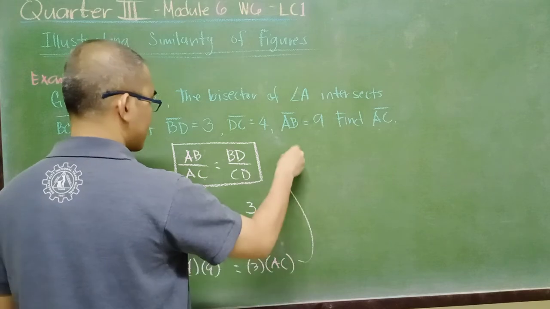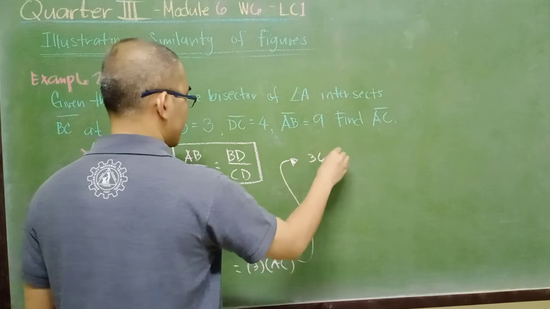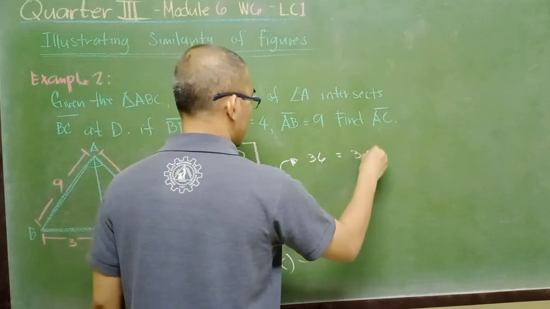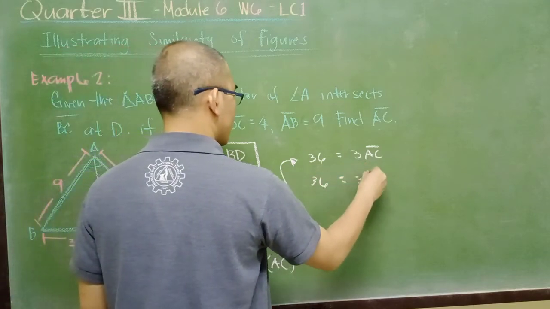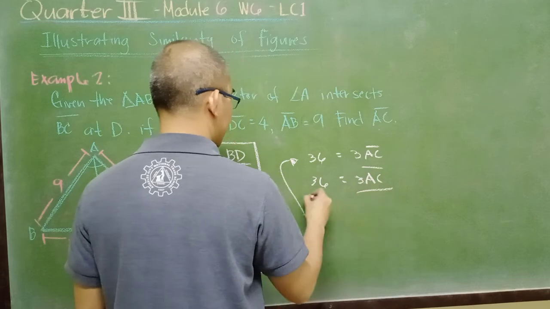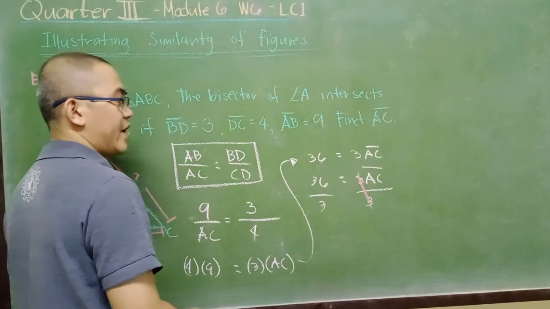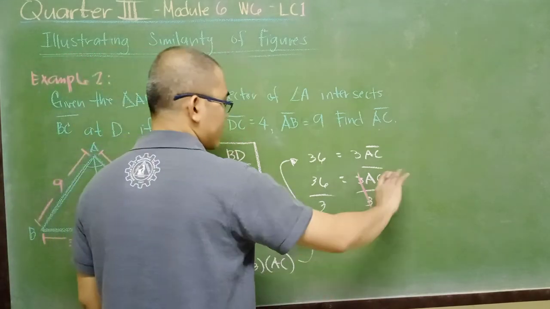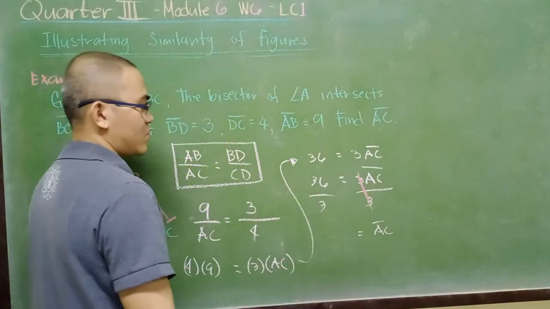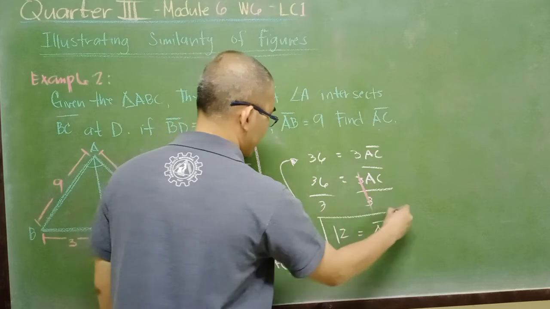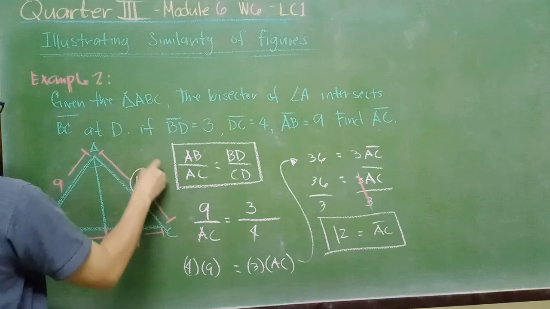Now, simplifying this, we'll get 4 times 9, that is 36, is equal to 3 times AC, that is 3 AC. And then to get the value of AC, we will divide both sides by 3 para makancel kasama na AC, which is 3. So, ang natira na lang dito is line AC, 36 divided by 3, that will give us 12. So, yung AC natin is equal to 12.